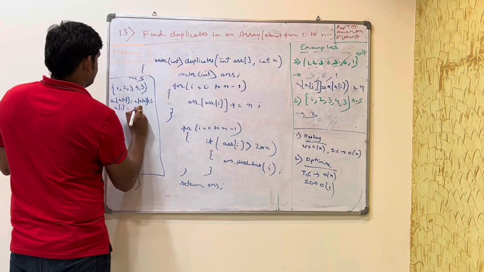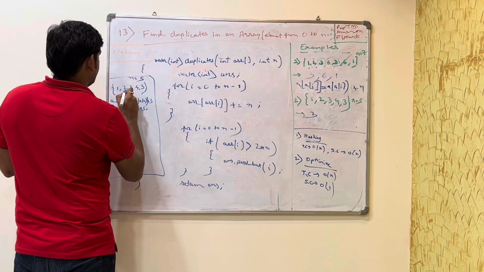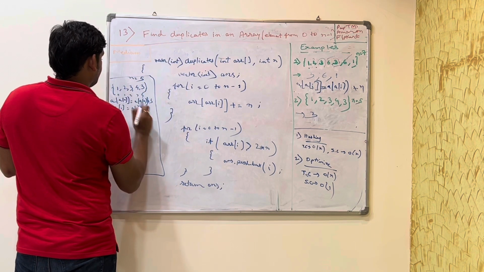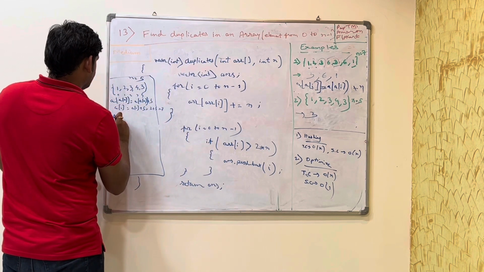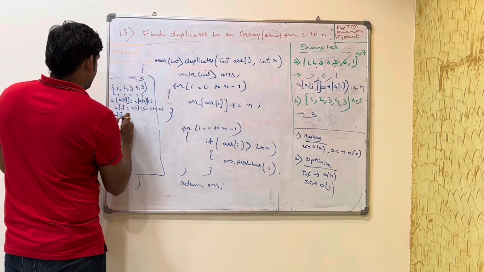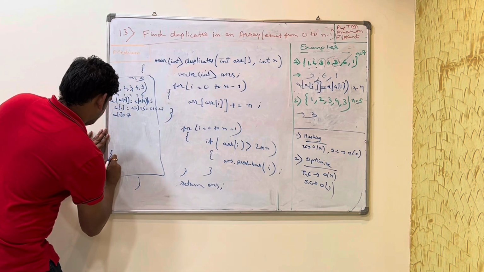A of 1 is A of 1 plus 5. What is A of 1? A of 1 is, 0, 1, 2, 3, 4, A of 1 is 2. 2 plus 5 is 7. That means A of 1 has become 7 now. Right? So this is our new array.